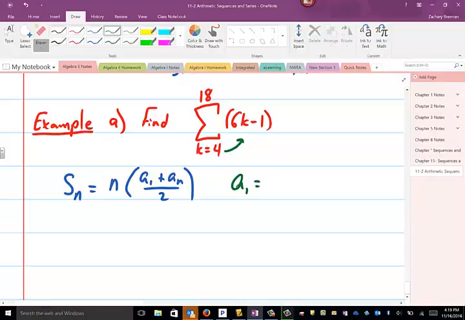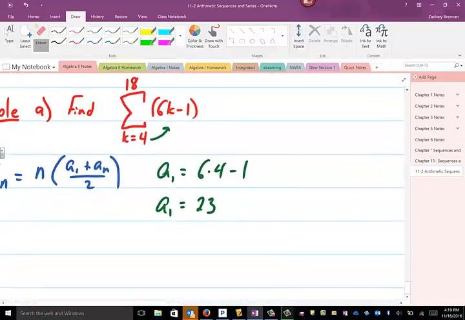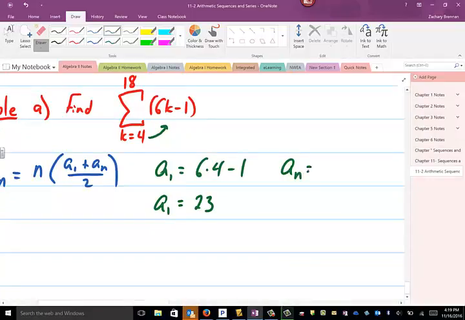A sub 1 is going to equal, which actually it's really a sub 4, but we're going to plug a 4 in there. We're going to do 6 times 4 minus 1. So our a sub 1, our starting point, is 24 minus 1, so it's 23. Our a sub n, our last term, is when we're going to plug an 18 in. So I'm just going to call it a sub n. And a sub n would be 6 times 18 minus 1. That makes a sub n, let's see, 6 times 18 is 108, minus 1 is 107.